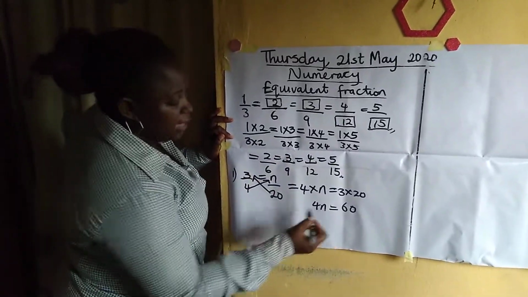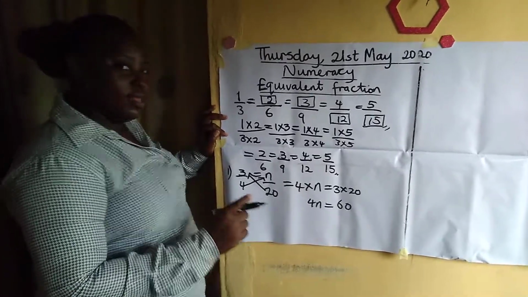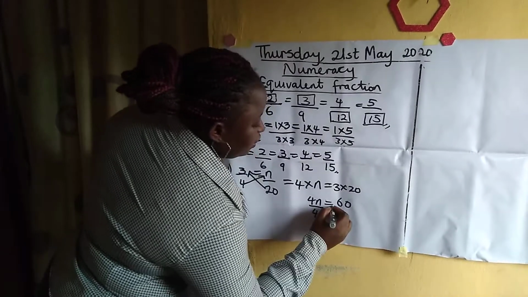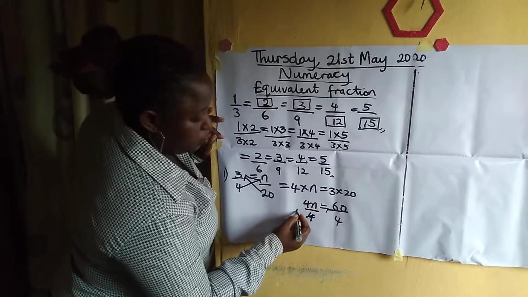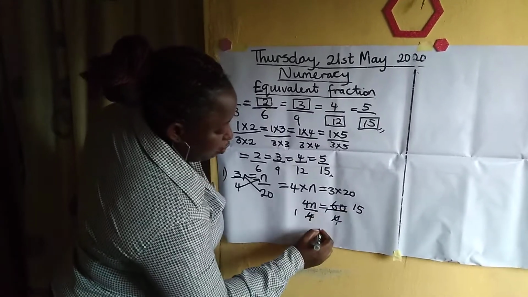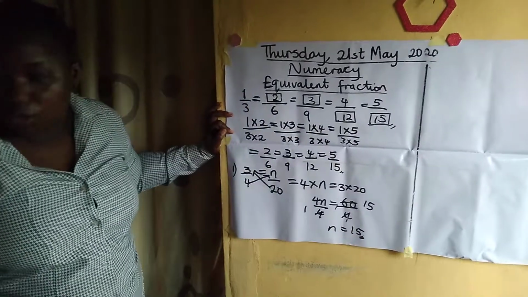We are looking for n, and what is close to n right now is 4. So our coefficient is 4. That means we'll divide both sides by 4. So 4n divided by 4, 60 divided by 4. 4 in 4 gives us 1. 4 in 60 gives us 15. Therefore, n is equal to 15.